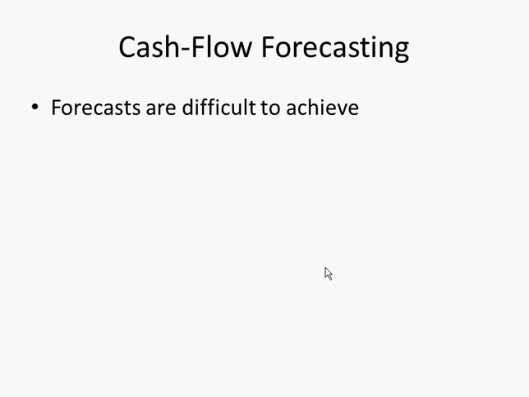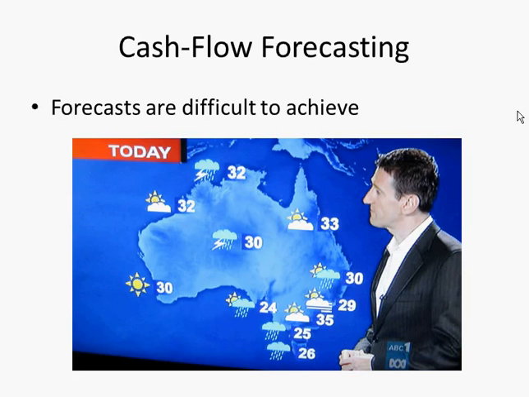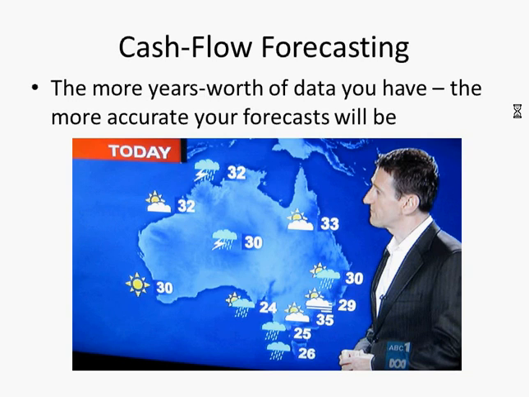Forecasts are difficult to achieve. If you think about a forecast we probably know quite well, the weather forecast, weather forecasts are notorious for not always being correct. We might be forecast sunshine and it actually turns out to be cloudy and rain. The more years' worth of data you have, the more accurate forecasts will be. So you need to try and build up data over the years so you can start to see trends, and that helps you make forecasts.